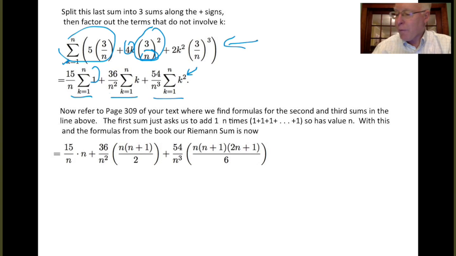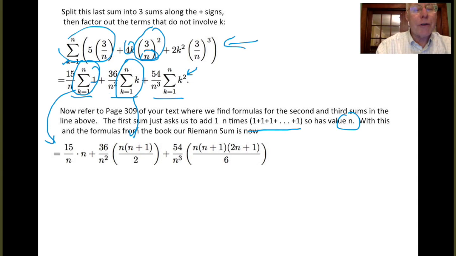And then as far as this first sum is concerned, as we mentioned, we're just adding up a bunch of 1's, mainly 1 n times, and so that sum has value n. So our work continues down here. We have the 15 over n out in front times n, then 36 over n squared, and now again I just went to the book and looked up that sum. It comes out to be n times n plus 1 over 2. And the same page in the book gave us this sum, a little more complicated, but still just a polynomial, n times n plus 1 times 2n plus 1 over 6.